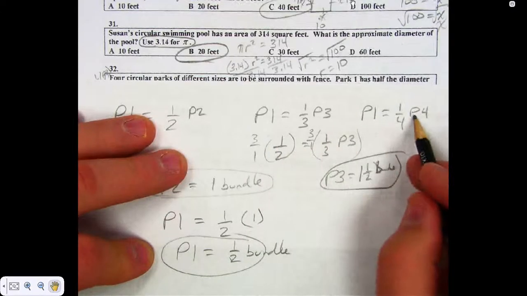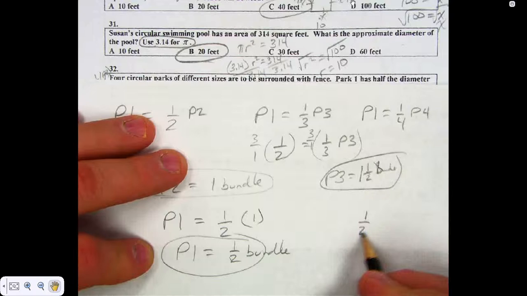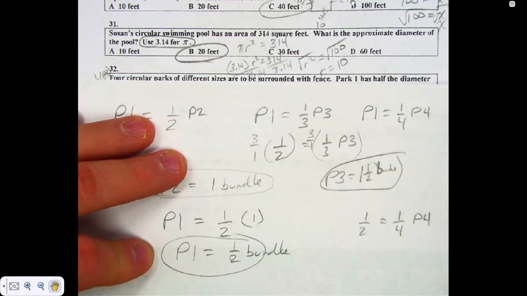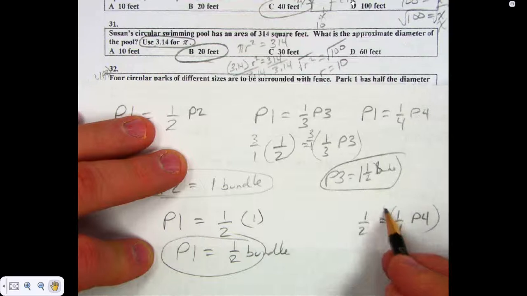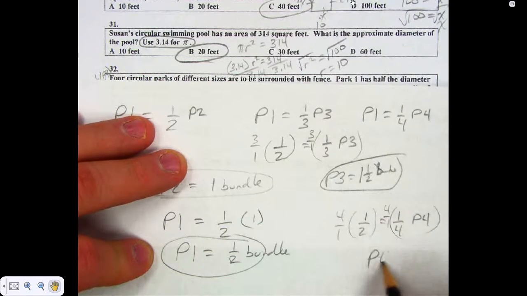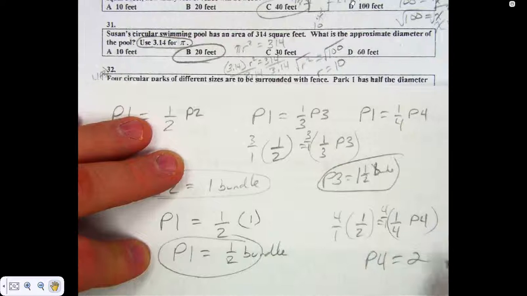So, P1, which is what? 1/2, is equal to 1/4 of whatever Park 4 is, P4. So what am I going to do now? Multiply both sides by what? The reciprocal, which is 4/1. P4 is equal to what? 2.